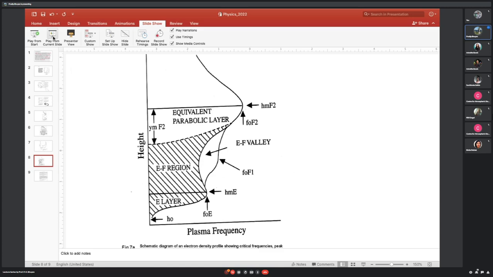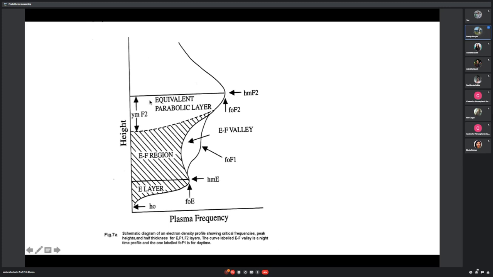This is called half width, HMF2. Whoever is doing an experiment or project with ionograms should already know this. HM means the height of maximum of the F2 layer. So this F2 layer is not at this point; it is this whole layer from here to here.